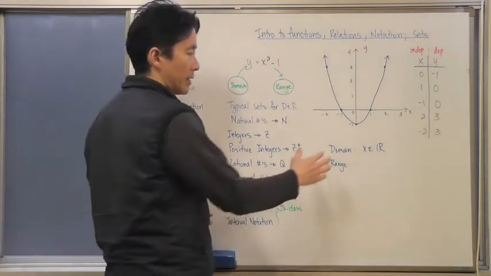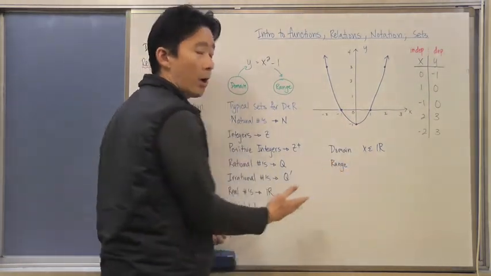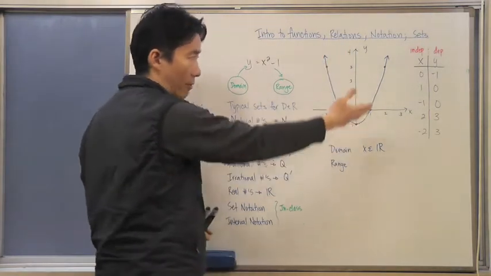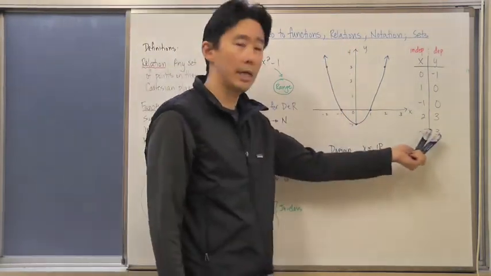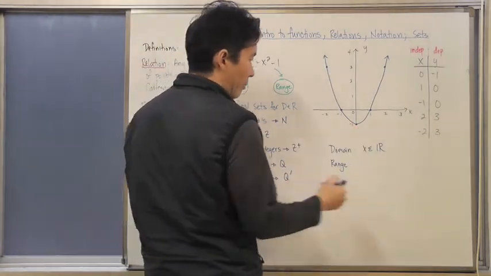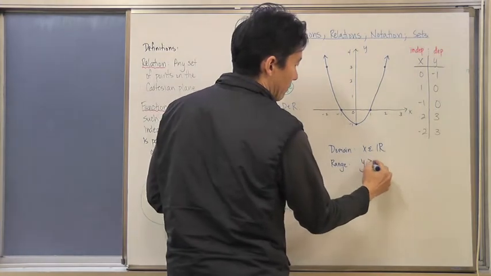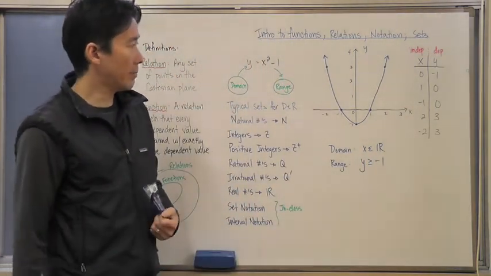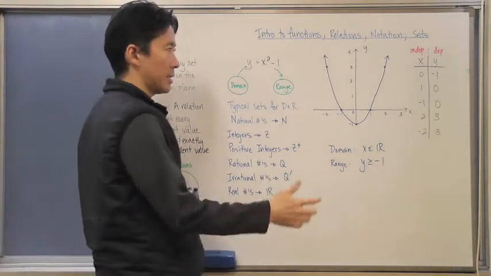Now, if I take a look at the range, it's going to be all the y values in this set that is described by this graph, or also shown by this table, but incomplete by that table. And we know that all the range values are going to be y greater than or equal to -1.